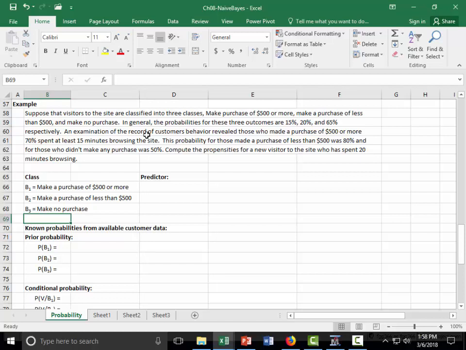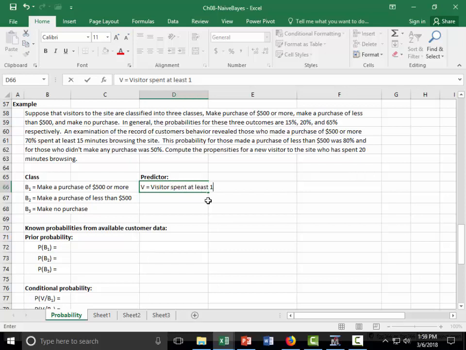So an examination of the record of customers' behavior revealed that of those who made a purchase of $500 or more, 70% spent at least 15 minutes. So here our intervening event is V: visitors spent at least 15 minutes.